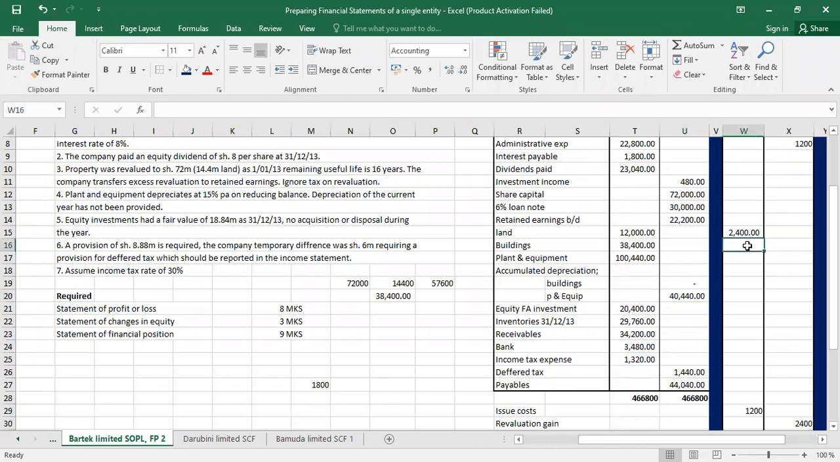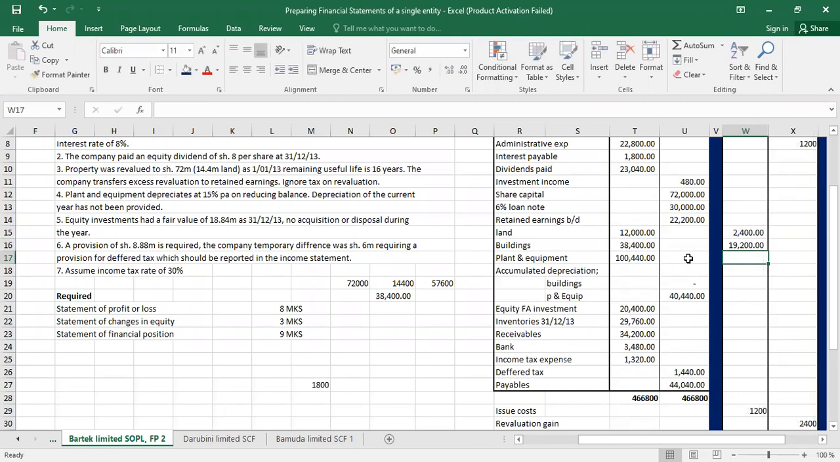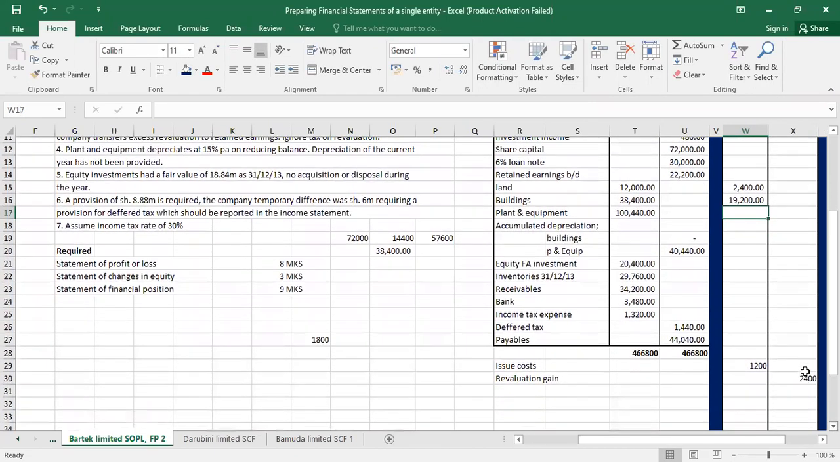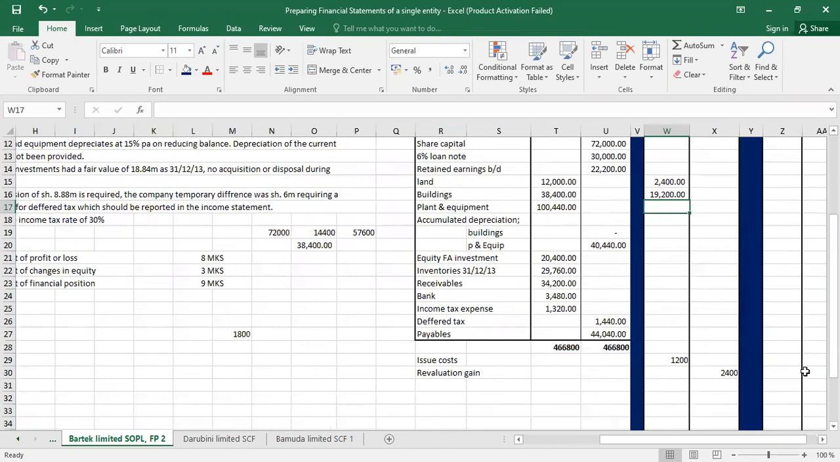So find the revaluation here, equals 57,600 minus the carrying amount, and you get 19,200. So the 19,200 is also a revaluation gain. So we'll add it to the 2,400, isn't it? To start with the equal sign. Then 19,200, isn't it? Then we go on.